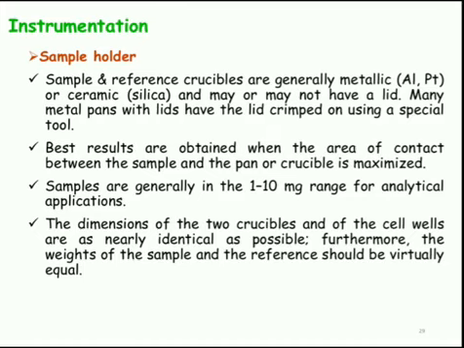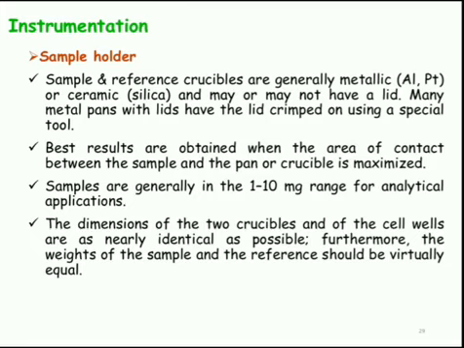First we shall take the sample holder. The sample and reference crucibles are generally metallic, which may consist of aluminum and platinum, or ceramic, that is silica, and may or may not have a lid. Many metal pans with lids have the lid crimped on using a special tool. Best results are obtained when the area of contact between the sample and the pan or crucible is maximized.